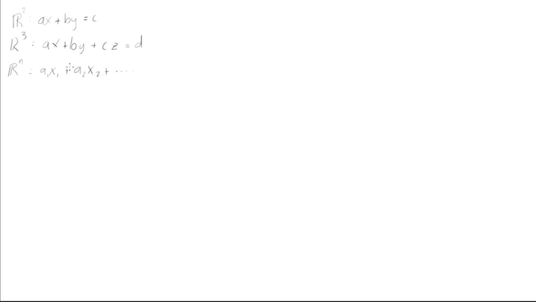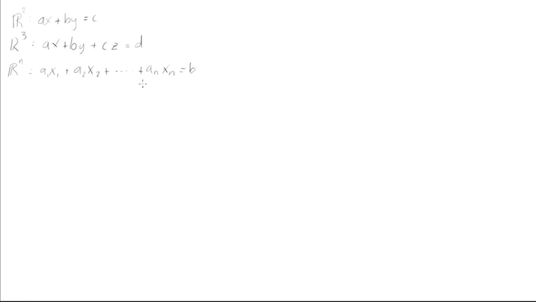The reason I use x1 and x2 is because if, say, we have more than 26 dimensions, it's just going to get really messy. So we'll just use x with the subscript numbers. And then we would have plus an xn is equal to some other number, let's just say b.